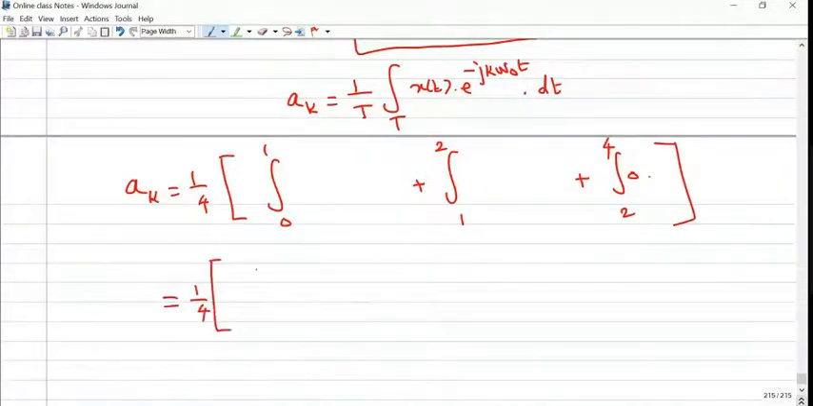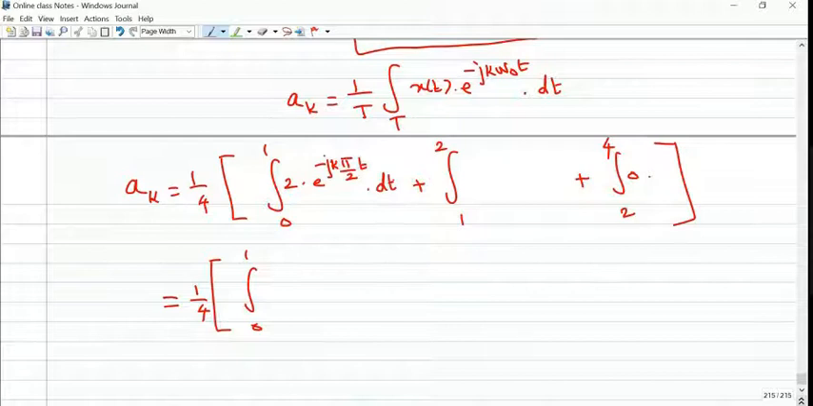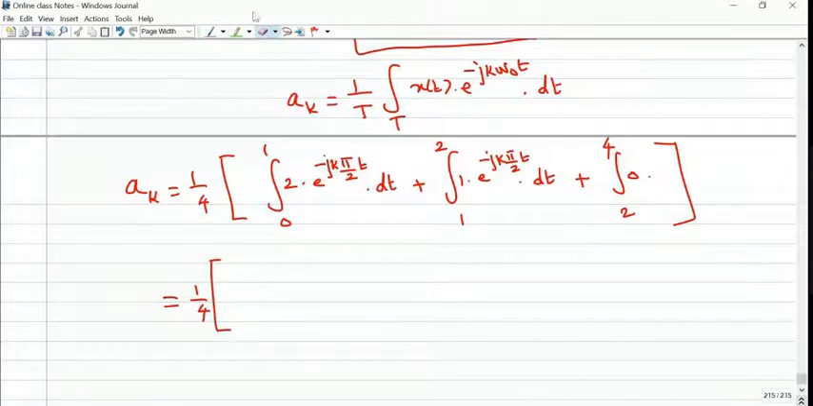So 1 by 4 integration 0 to 1, x of t magnitude 2 for 0 to 1, e power minus jk omega naught t, where the omega naught value is pi by 2, into dt. Here 1 to 2 magnitude 1, e power minus jk pi by 2 t dt. So integrate and write down the result.